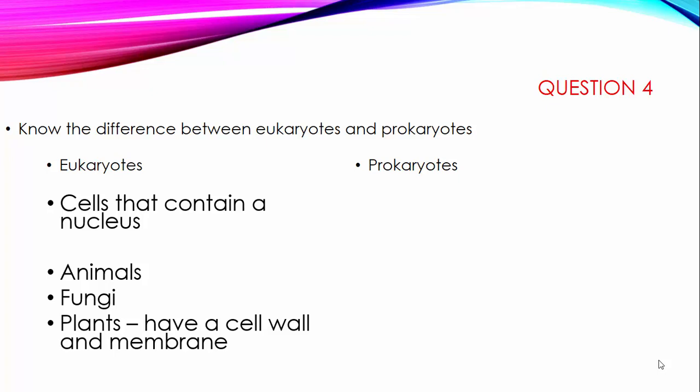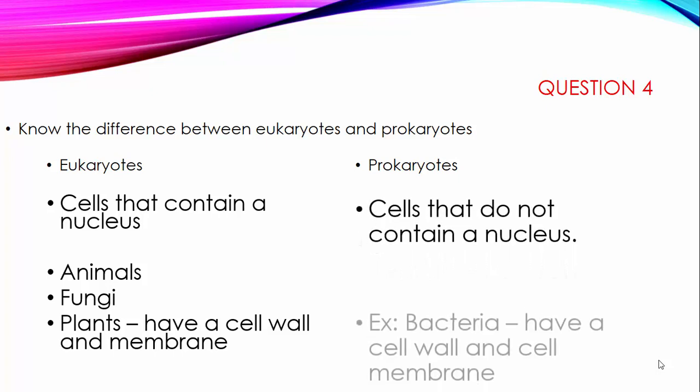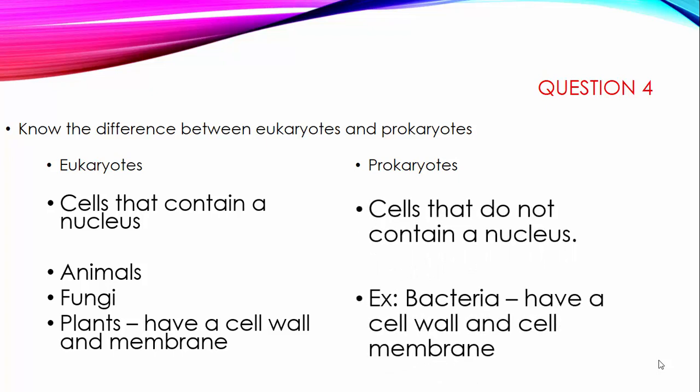Prokaryotes do not have a nucleus. An example of that would be bacteria, and don't forget bacteria also have a cell wall. So plants and bacteria have a cell wall. That's what they have in common. That's really the only thing they have in common, because plants would fall under being a eukaryote because the cells have a nucleus, where bacteria would fall under a prokaryote because they do not contain a nucleus.